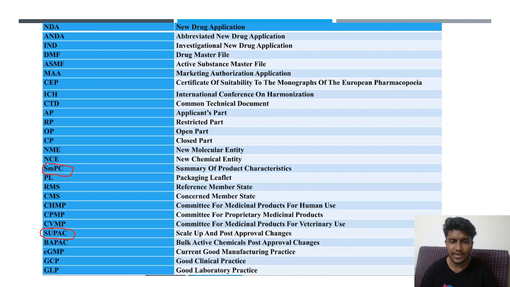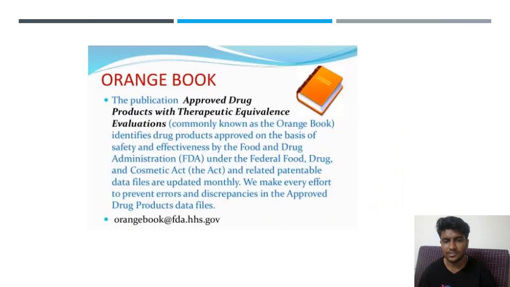CGMP, GMP, GLP, GDP, that is good documentation practices. GWP, which is good warehousing practices. These are all abbreviations that you should be well versed in, because in interviews many times they might just ask you about these abbreviations. They might not ask you what it is, they might ask you simply about the abbreviation, so you should be well versed.